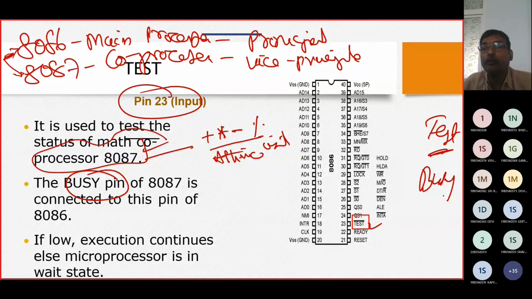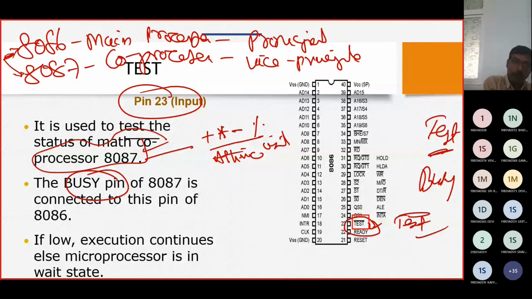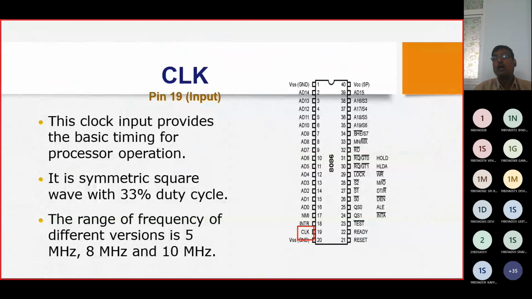This is how we are going to decide between test pin and busy pin. So test complement was given up. It is going to decide whether to choose 8086 or to choose the coprocessor. In general, the coprocessor will do arithmetic instructions: addition, multiplication, subtraction, division. Such types of instructions are going to be generated by the coprocessor.